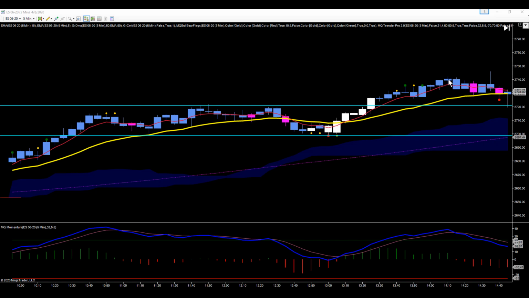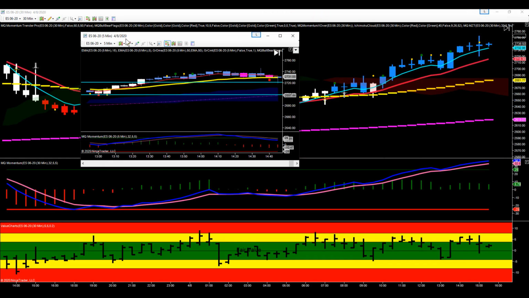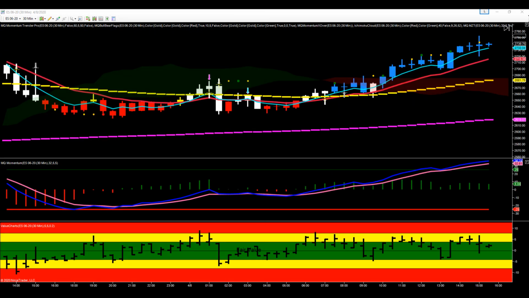Our target was up there at 27.48. Didn't quite hit that. I ended up taking the runner off at 27.44, but a little more than $1,000 per contract on the channel break. And again, we had 30-minute confirmation. Our 30-minute chart had triggered a bull flag right here. This actually triggered at 27.14.5. The channel breakout took place on this bar right here.